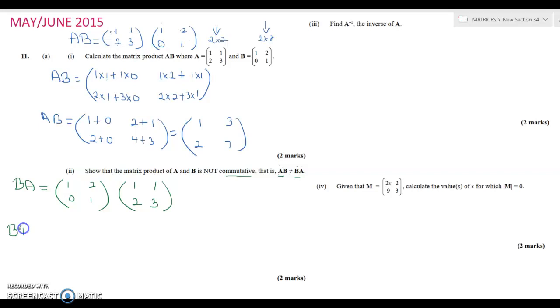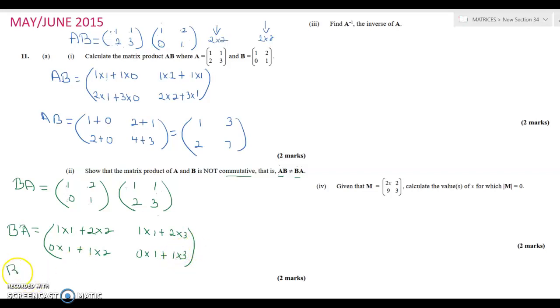Same thing as above, row by column. So 1 times 1 plus 2 times 2, first row, first column. Now, first row, second column, 1 times 1 plus 2 times 3. And then 0 times 1 plus 1 times 2. And then second row, second column, 0 times 1 again, and then plus 1 times 3.